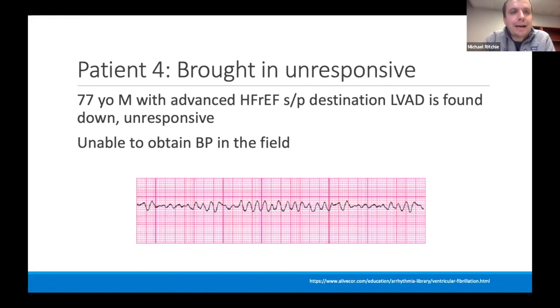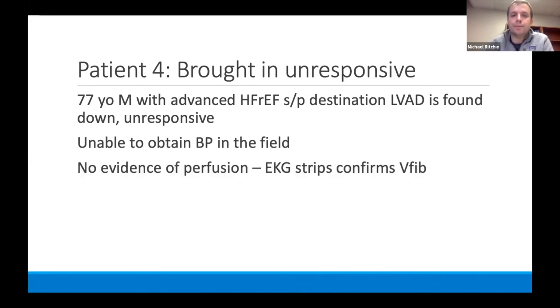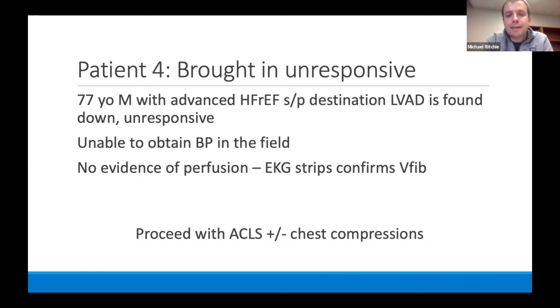And then our last guy is brought in unresponsive, unable to attain a BP in the field. Obviously, they have VFib, and it's going to be up to you. You would proceed with ACLS plus or minus chest compressions.